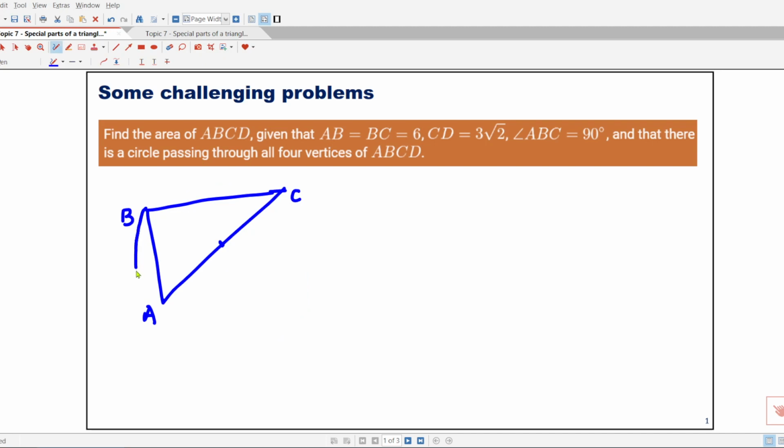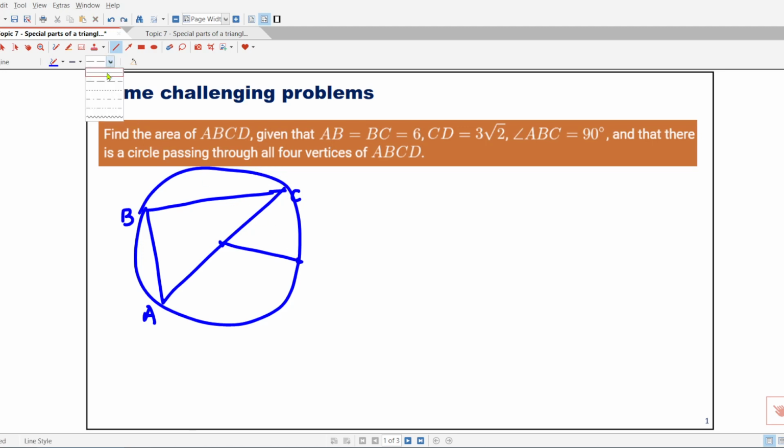Okay, sorry. I'm gonna draw this circle manually. Okay, so that's the circumcircle of triangle ABC, right? And there is some point D here. And CD is 3 square root 2. We can then connect C and D. Okay, this is point D, and this is a point O, which is circumcenter of the circumcircle, right?